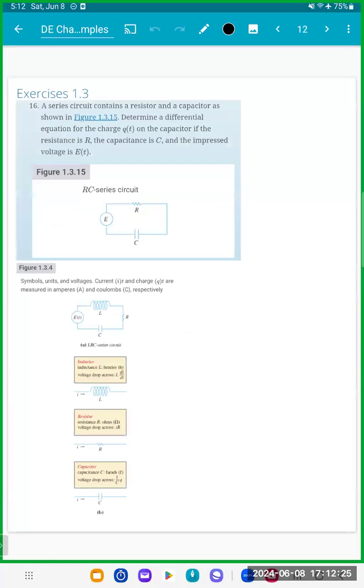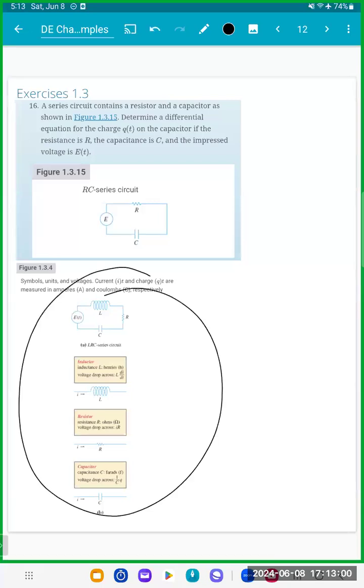Okay. So for this next problem, number 16, it's coming out of section 1.3. And we're going to look at a series circuit, and it contains resistors and a capacitor as shown in this figure here. And we want to determine a differential equation for the charge of the capacitor if the resistor is R, the capacitance is C, and the impressed voltage is E of t.